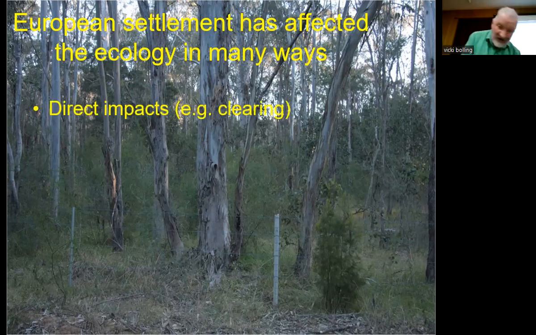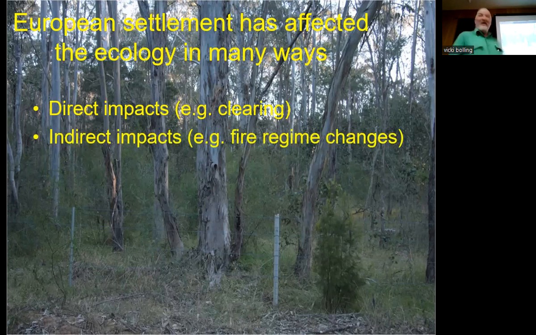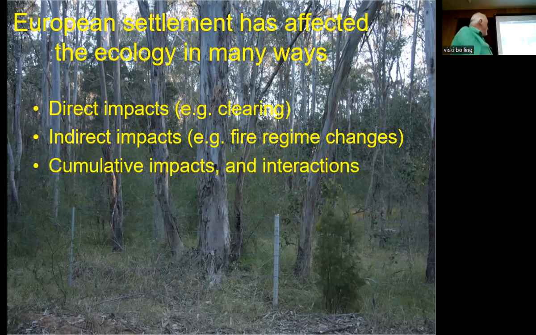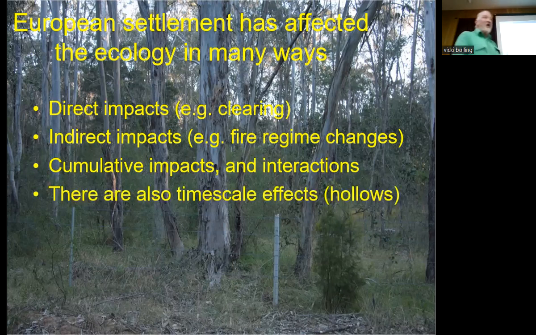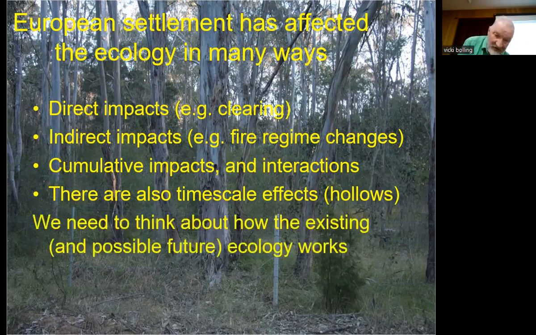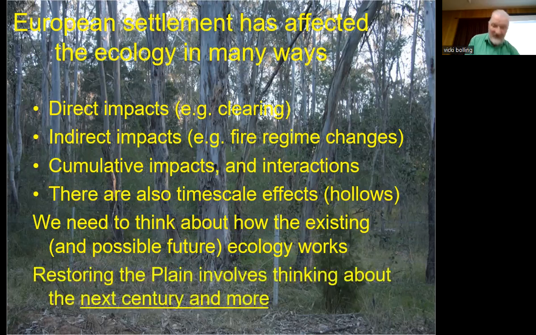Direct impacts, so clearing. Indirect impacts, so fire regime changes. Lots of cumulative impacts, different impacts on top of each other. Lots of timescale effects. So a lot of the things that have been affected take a long time to come back. And we need to think about how does the existing ecology work, but how will the possible future ecology work? And that's a lot more complex than just saying, oh, we'll just try and deal with the weeds or whatever.